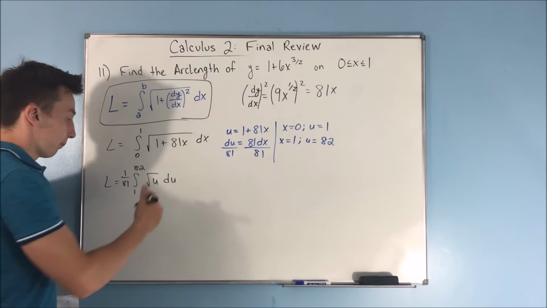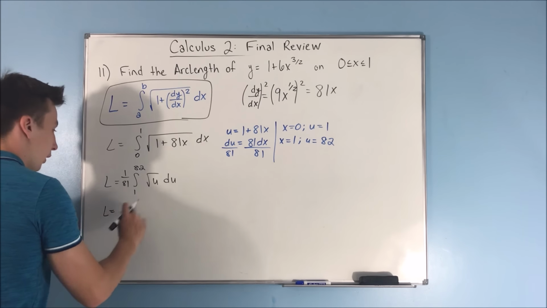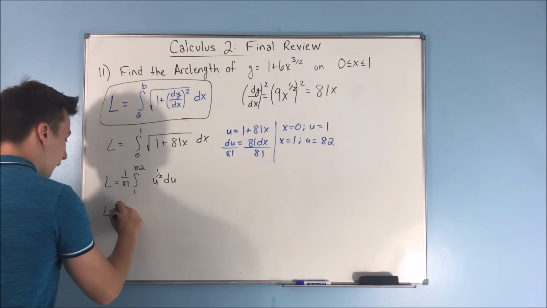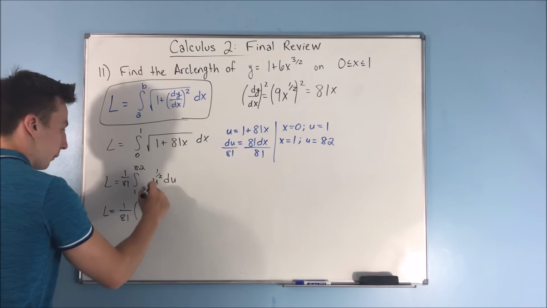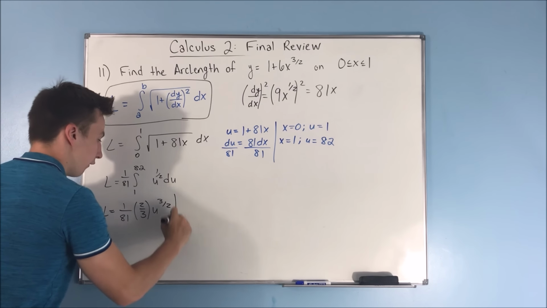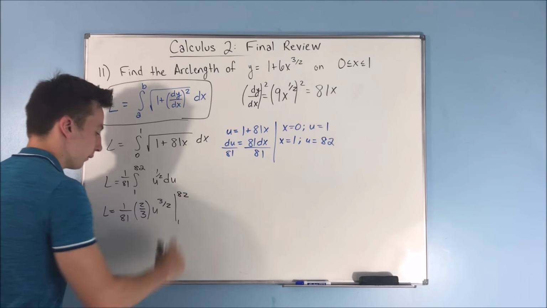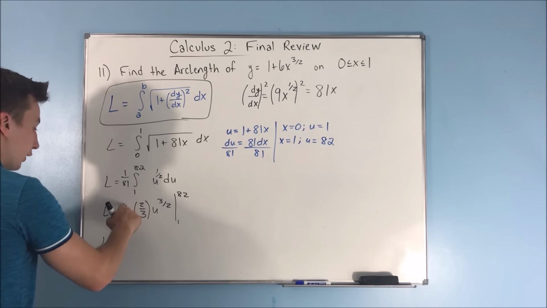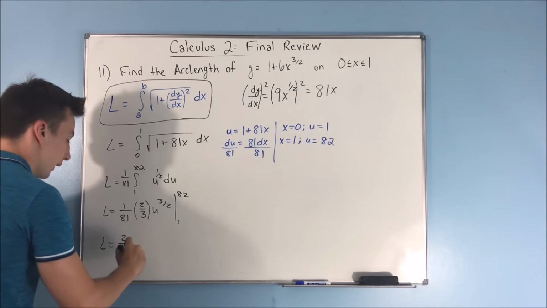Going through with this further, this is a u to the 1/2. So when we integrate, this is 1 over 81 times 2/3 times u to the 3 halves, evaluated from 1 to 82. And well, we have a 2 now. 81 times 3 is 243.